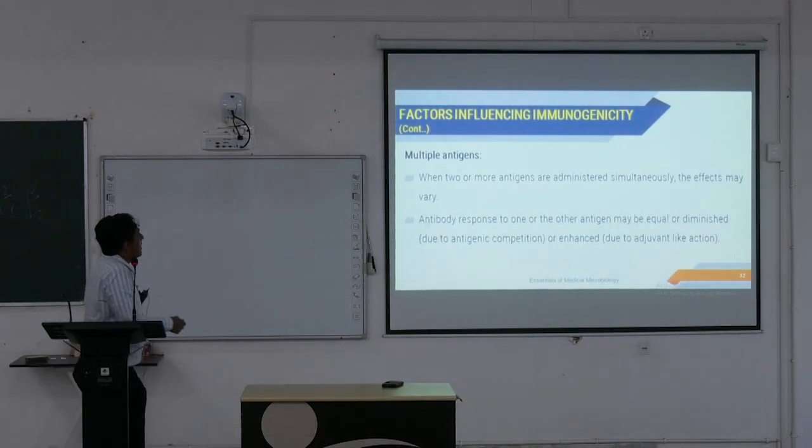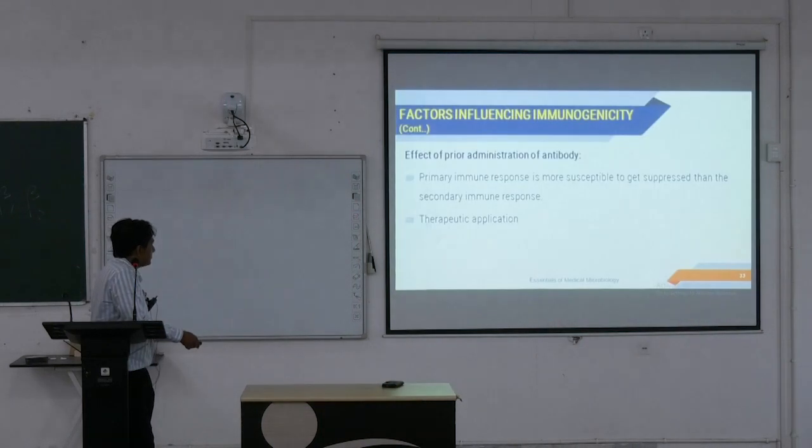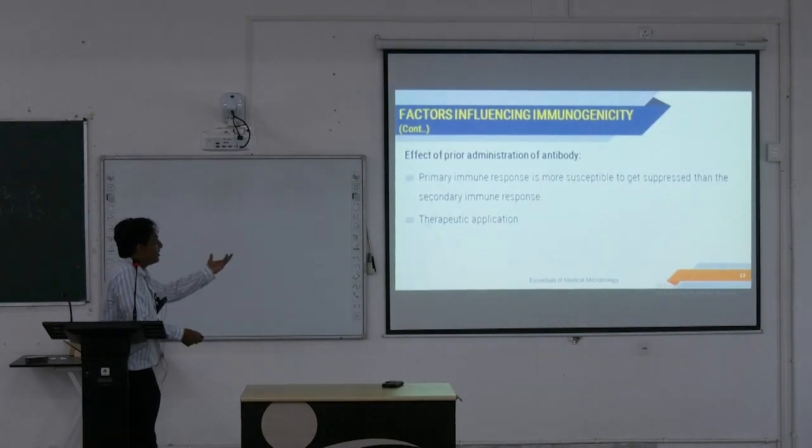Multiple antigens কি? When two or more antigens are administered simultaneously, the effects may vary. Antibody response to one or the other antigen may be equal or diminished. কখনো কম্পিটিশন হয়, কখনো এনহ্যান্সড হয়। আর এফেক্ট অফ প্রায়ার অ্যাডমিনিস্ট্রেশন, ওটা তো বললাম, প্রাইমারি ইমিউন রেসপন্স ইজ মোর সাসেপ্টিবল টু গেট সাপ্রেসড দ্যান দ্য সেকেন্ডারি ইমিউন রেসপন্স। সেকেন্ডারি ইমিউন রেসপন্স সবসময় বেটার হয়, ঠিক আছে?